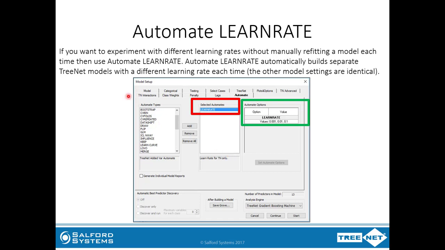then we recommend that you use Automate Learn Rate. So Automate Learn Rate, what it does is it automatically builds separate TreeNet models with a different learning rate each time. And all the other model settings are left identical, so the only thing you're actually changing is the learn rate. And we'll go over this in the next applied video.